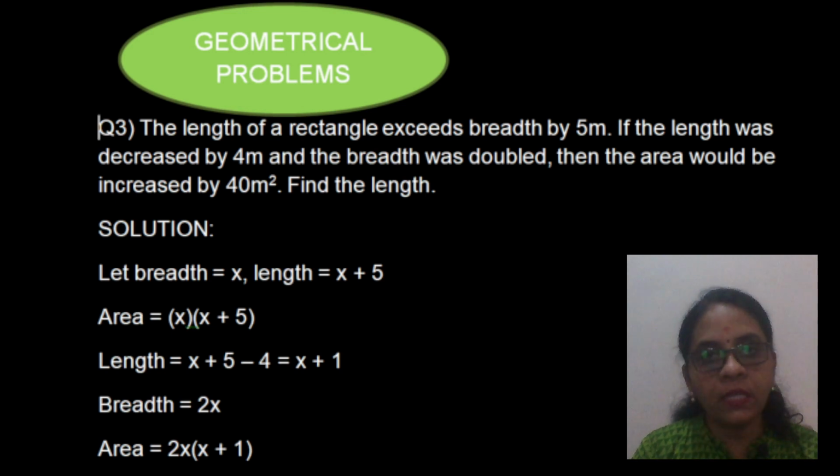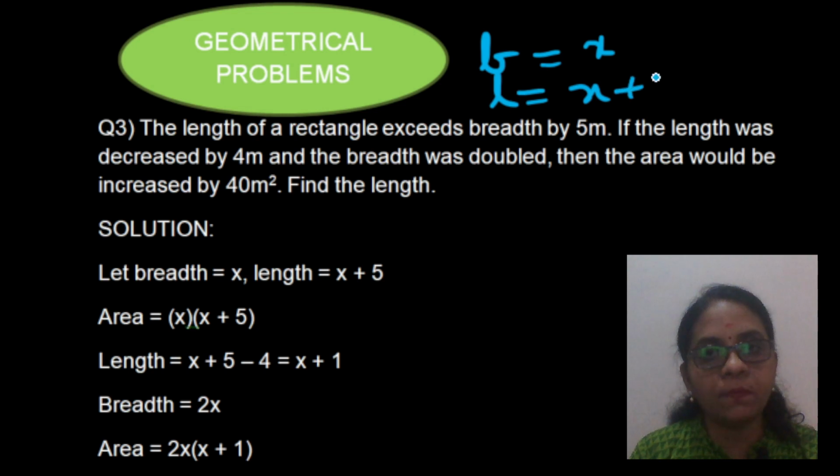There you have to find the area. Then there are changes made in the length and the breadth. Then the area is increased by 40 is what is given. So the length of a rectangle exceeds breadth by 5 meters. When it is given like that, what do you assume? The length as x or the breadth as x? So we'll assume the breadth is equal to x. Because length exceeds breadth, the length becomes x plus 5.